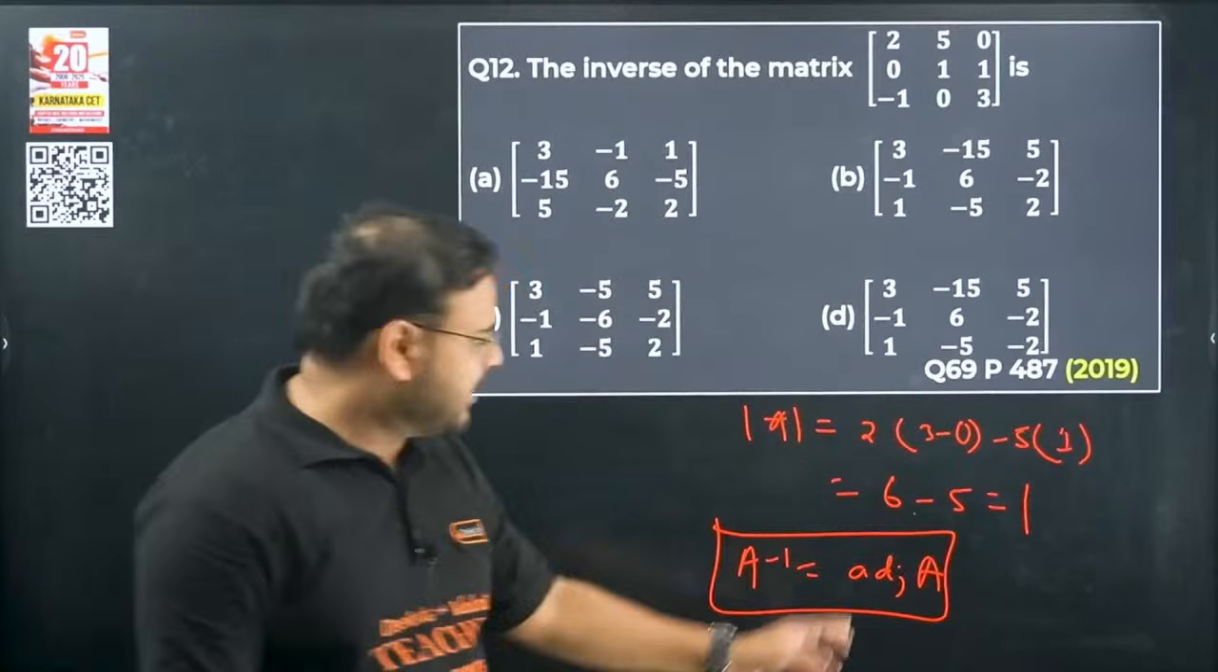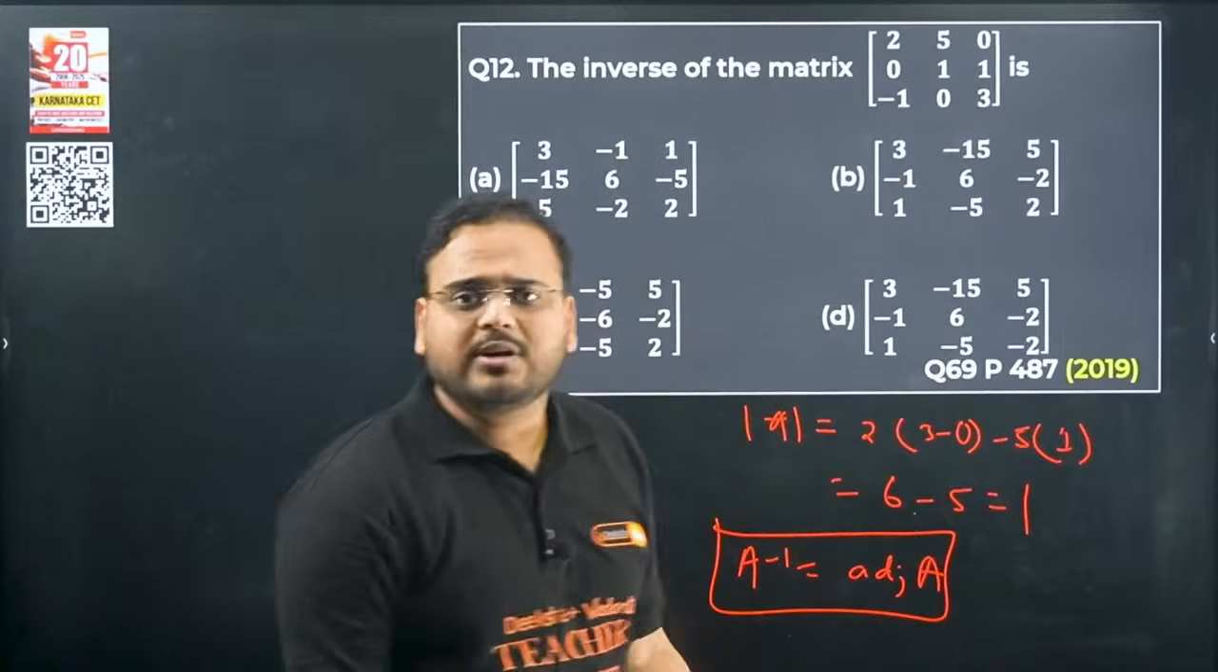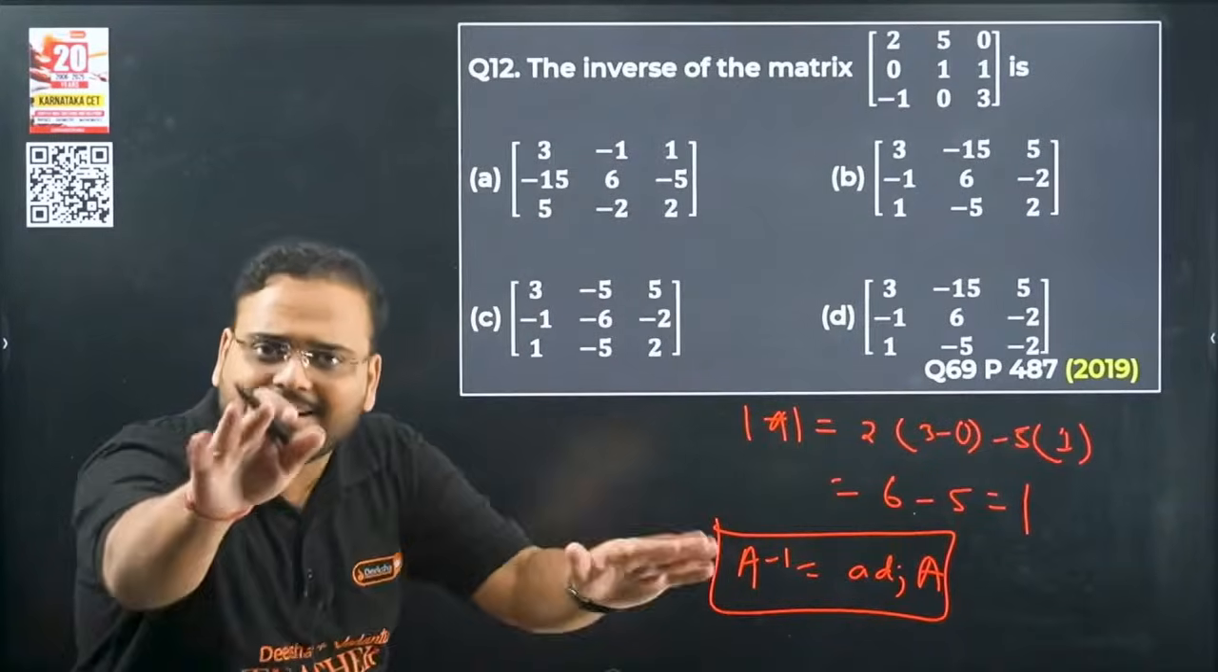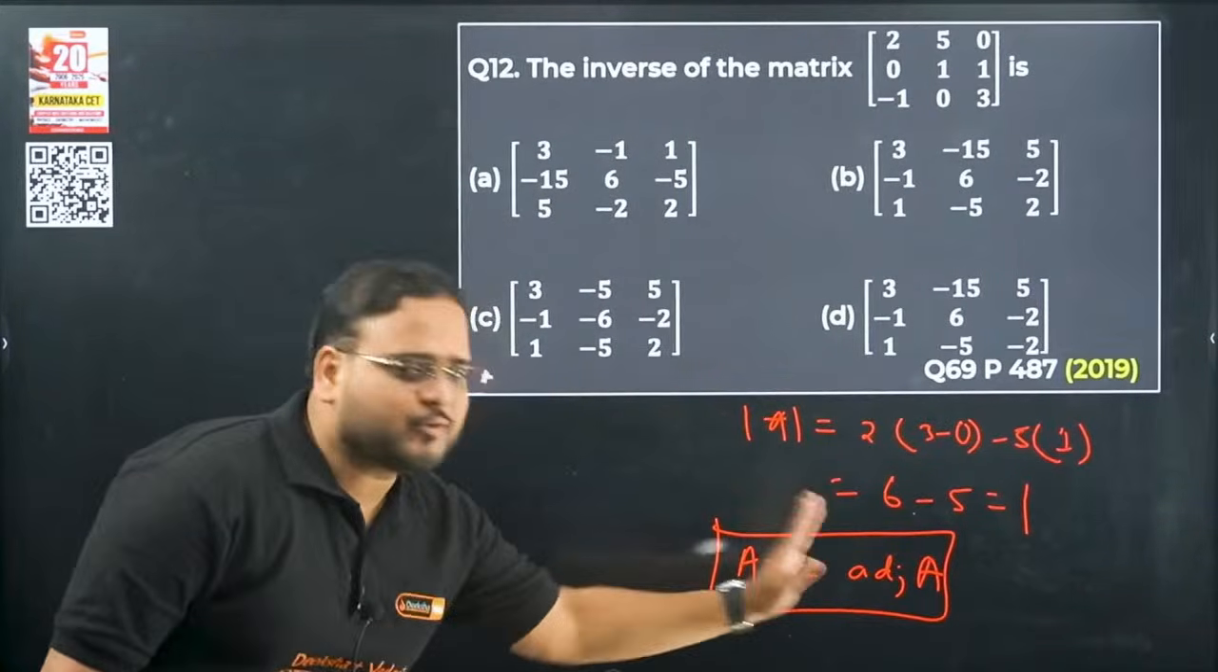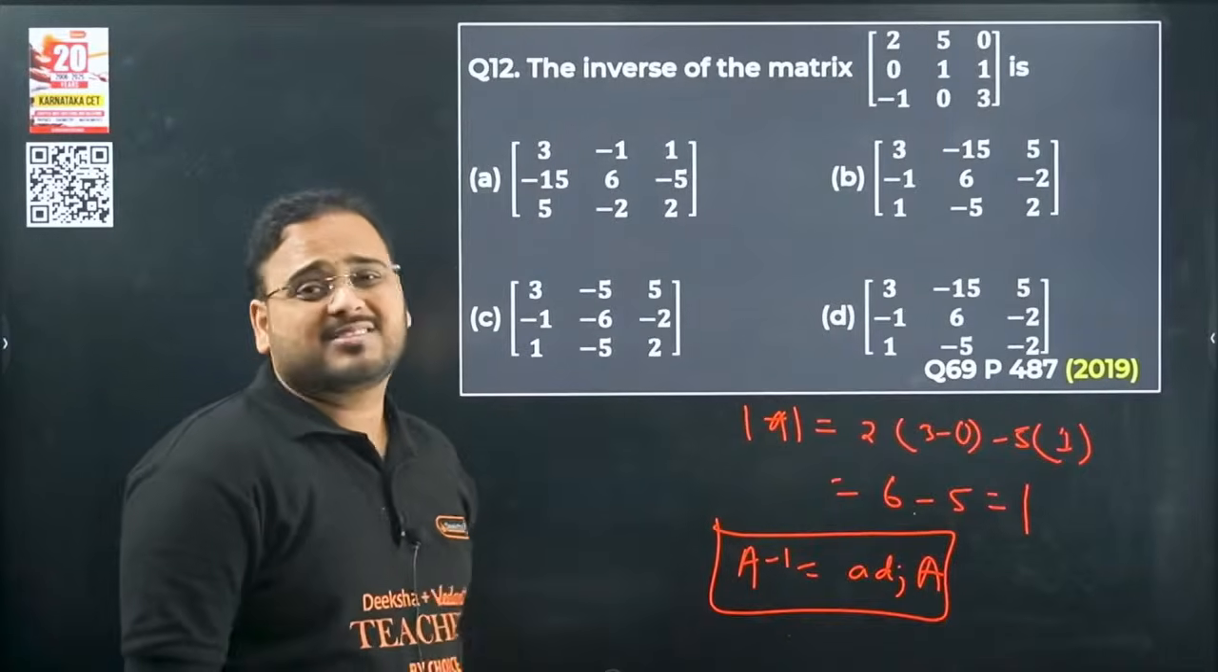I know that, sir. Determinant 1 means division will be 1, so we don't need a denominator. Exactly that's what you're thinking. Inverse is adjoint of A. Done. Now find the adjoint. So that will take too much time.